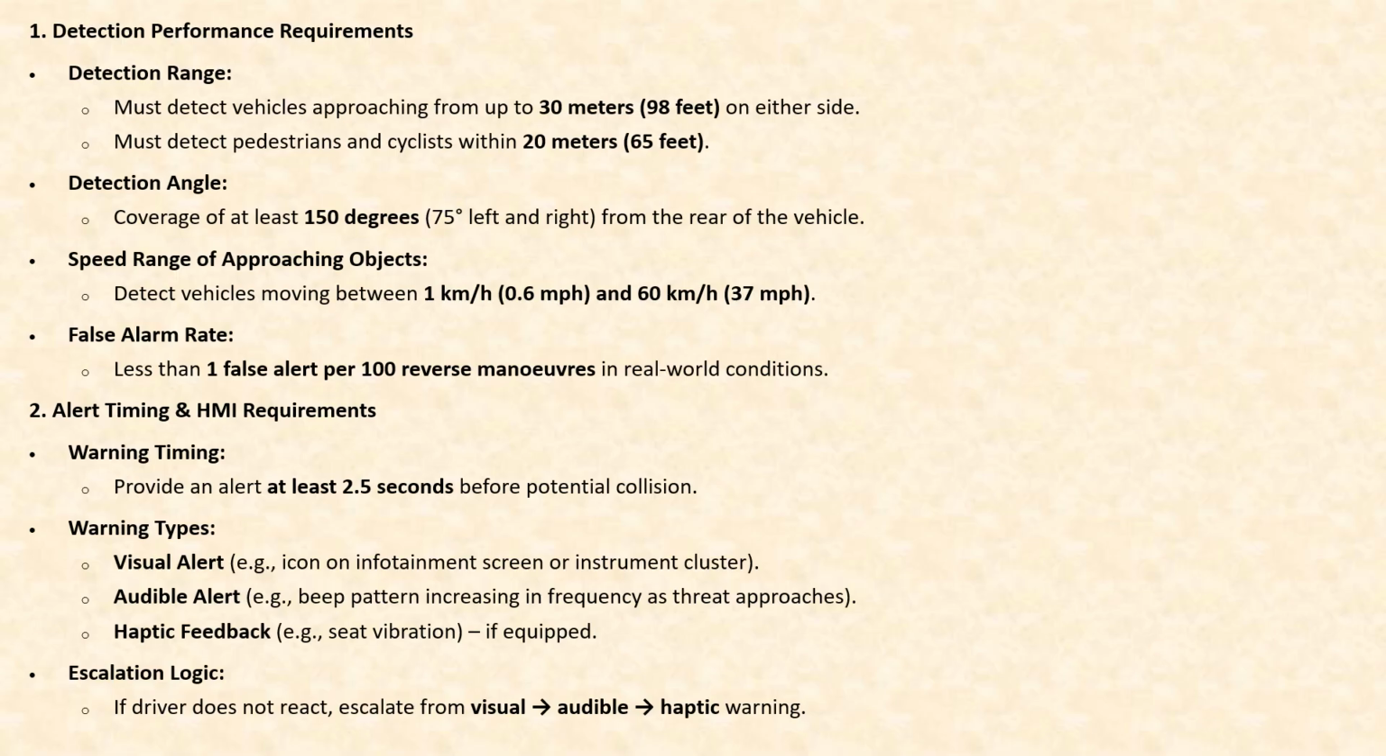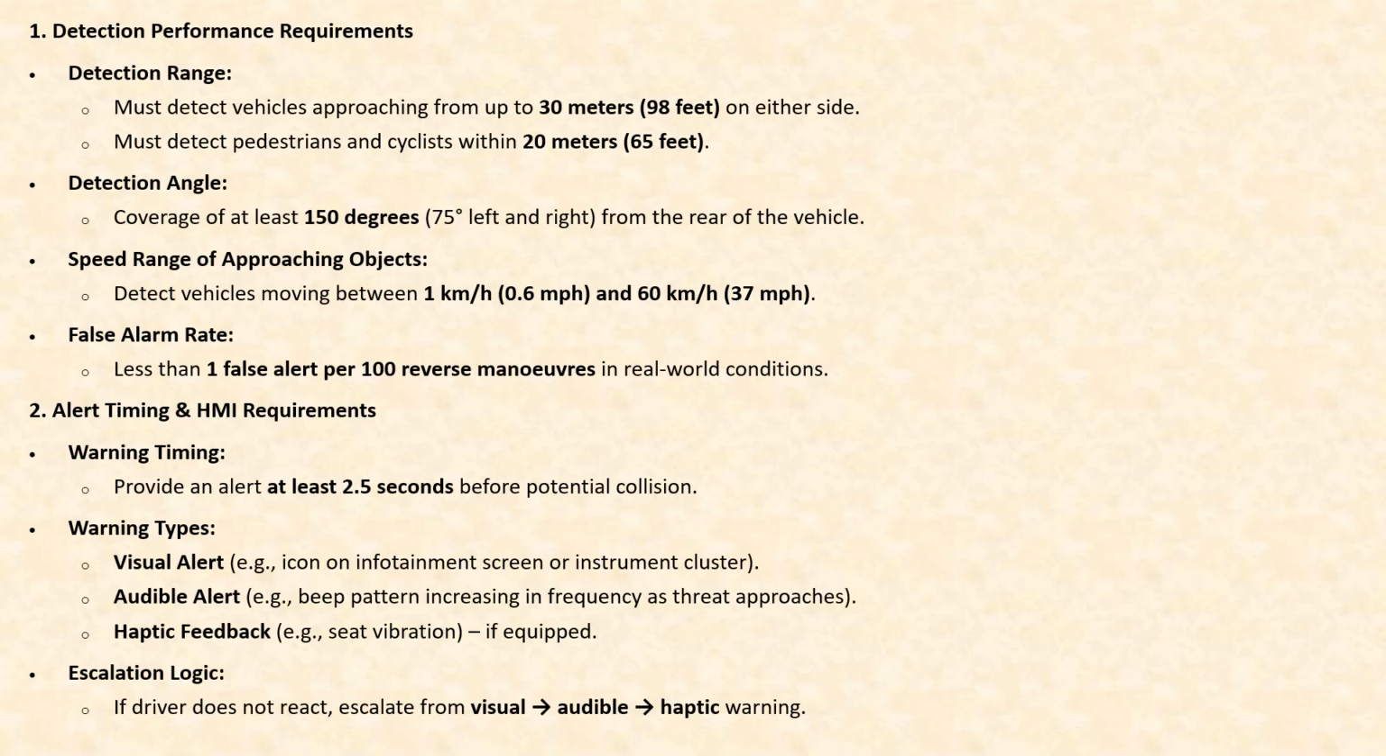Next is haptic feedback. Haptic feedback, again, is optional. Some OEMs may opt for it, but if at all they are using haptic feedback, the seat vibration frequency, or the frequency of the tightening and loosening of the seat belt, all these things must be included and communicated to the tier 1. Next is escalation logic.